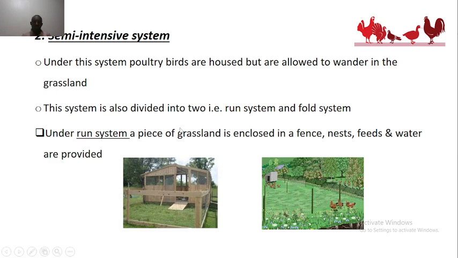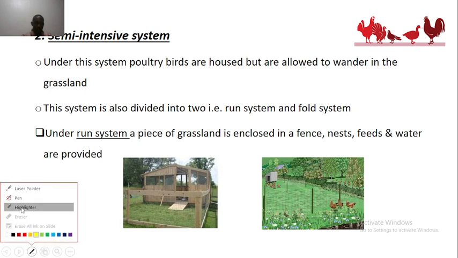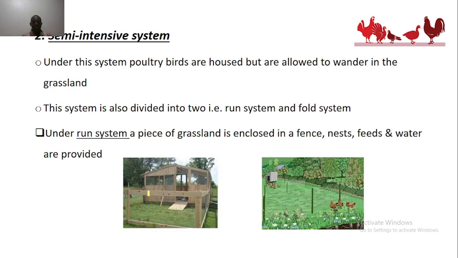Under the run, a certain piece of land is enclosed. For example, if you look at here, a certain piece of land has been enclosed by a fence, meaning they have made it to run. Then it's enclosed with net and feed is provided inside here. You see there's a fence, but they provide everything. That's semi-intensive.